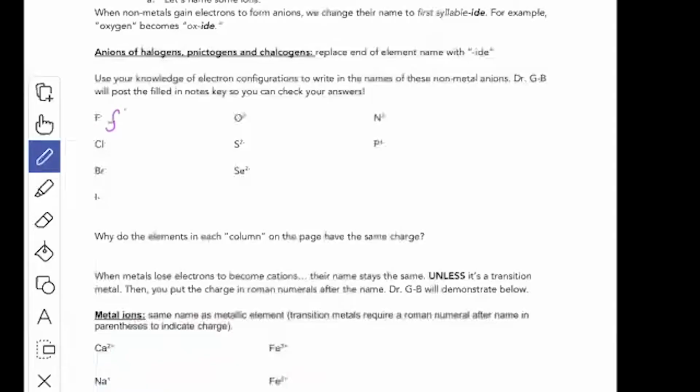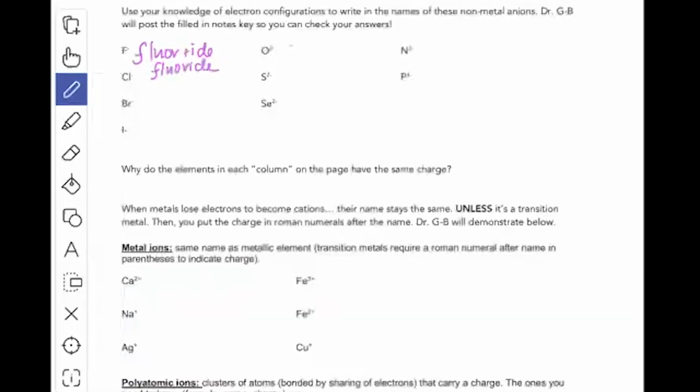Next, let's learn how to name these different ions. In the previous video, we learned that non-metal atoms can form ions with charges dictated by their electron configuration or group in the periodic table. These non-metal anions get their name from the first syllable of their name plus -ide. For instance, F-, a fluorine 1- anion, becomes fluor plus -ide, or fluoride. O2-, oxygen 2- anion, becomes ox plus -ide, or oxide. Why don't you pause the video and work through the rest of these, and I will post the solutions in the PDF key.